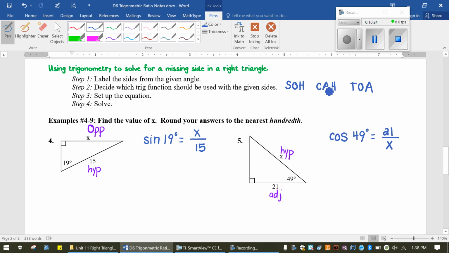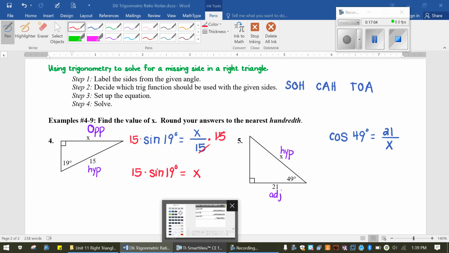The difference between these two equations is that in example 4, we have the x in our numerator, and in example 5, we have x in our denominator. Those are the two variations that you're going to see, and the way that we solve each one is different. Your goal is to solve for x, which means you need to get x alone. For number 4, to get x by itself, I need to get rid of that denominator of 15, so I'm going to multiply both sides by 15. So 15 times the sine of 19 degrees will be my measurement of x.